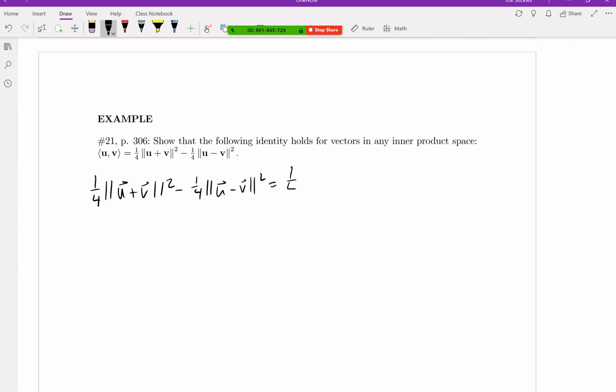So in this case, we would have 1/4 of u plus v, inner product with itself. And notice no square root because we squared the magnitude. And then minus 1/4 of u minus v inner product with itself. And again, no square root because we squared the magnitude.